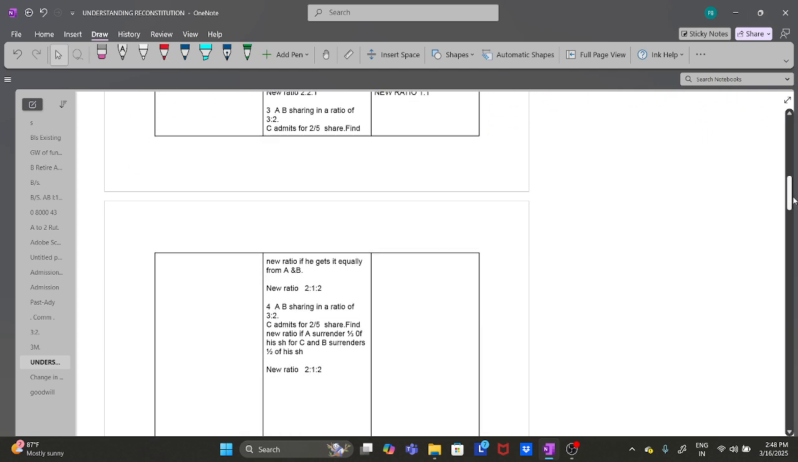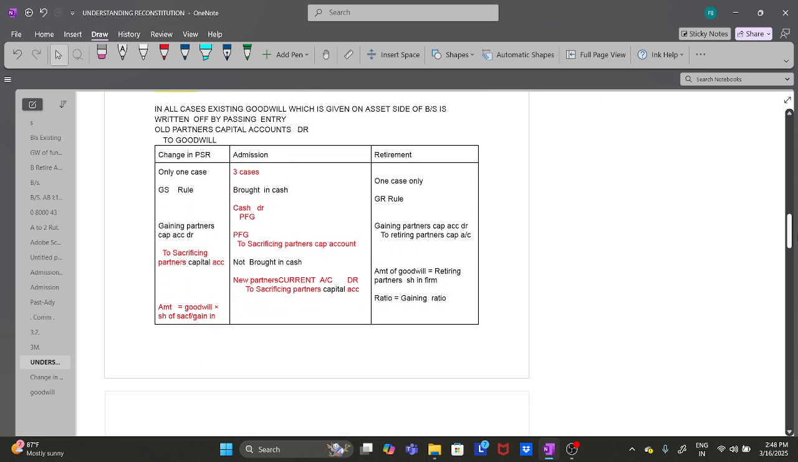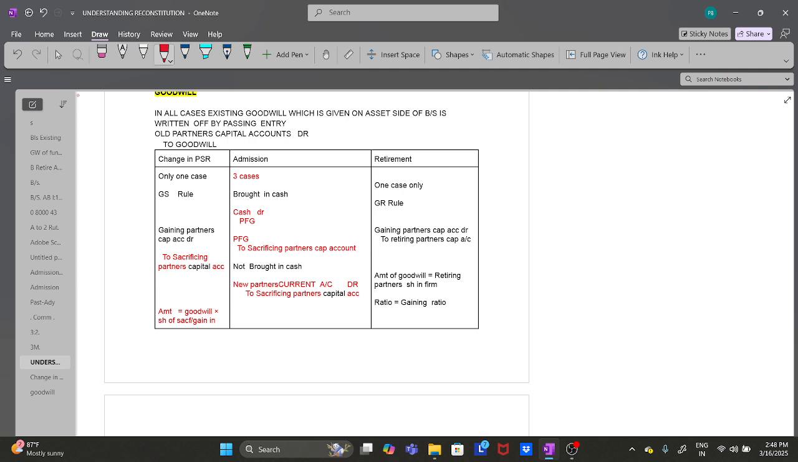And then we come to the next part, goodwill. Goodwill treatment. Here we follow one rule in change in ratio. GS, gaining partners' capital account debit, sacrificing partners' account credit. And the amount is goodwill of the firm into the share or sacrifice made by them. In admission, if it is brought in cash, cash to premium for goodwill. And this premium goes to the sacrificing partners' capital account.